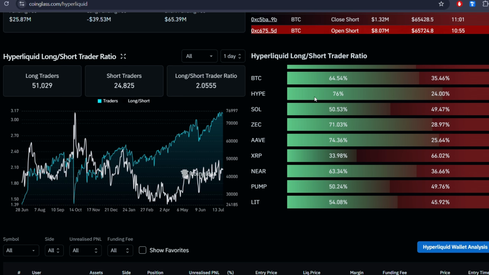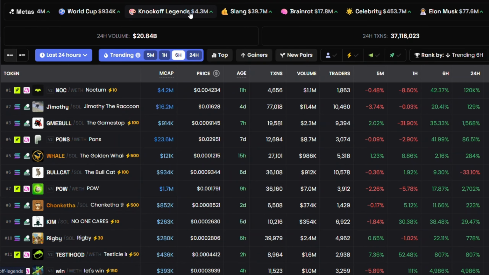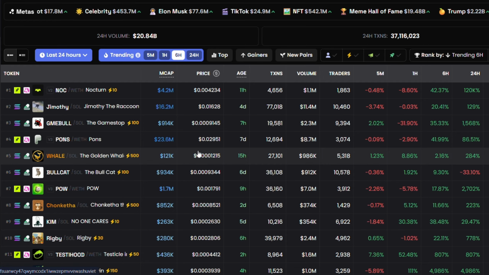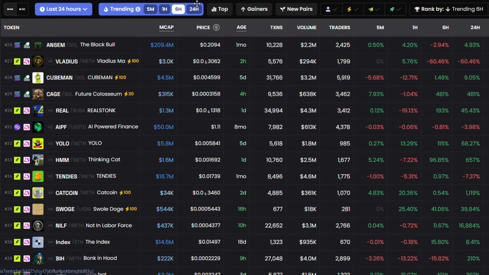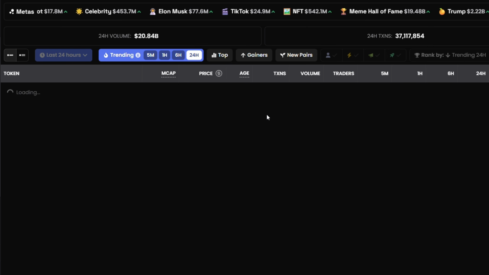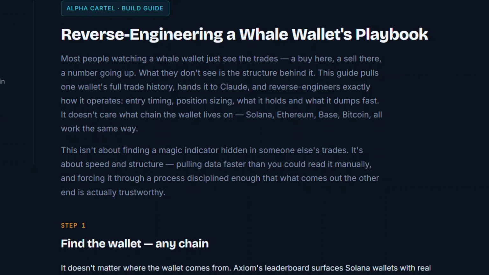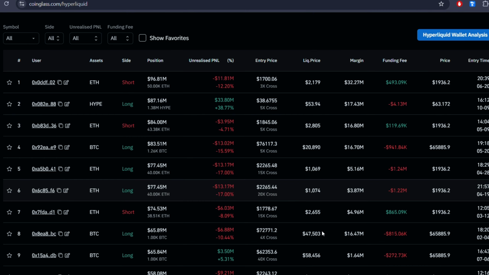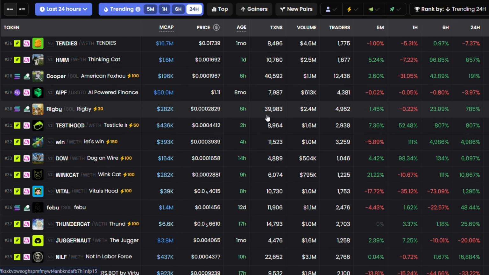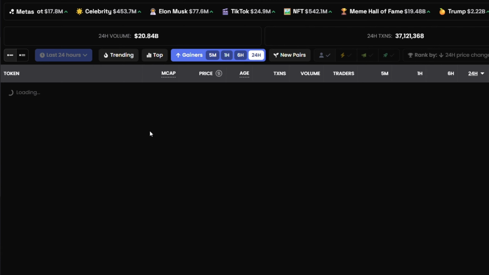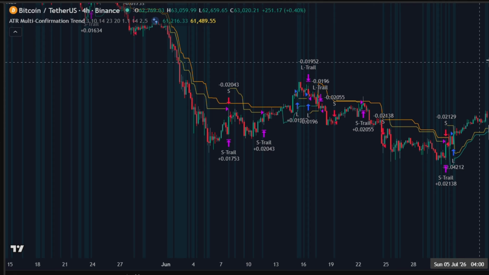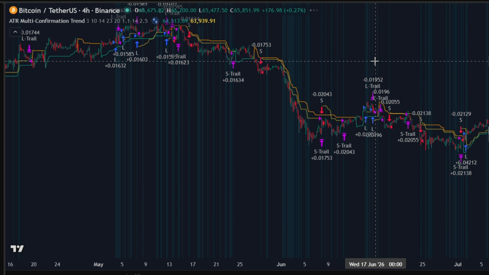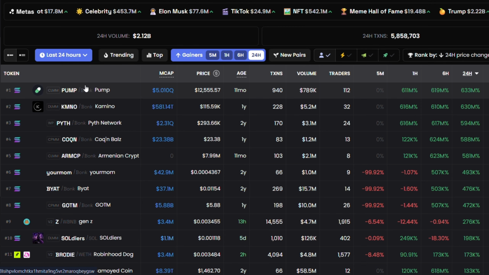By the end of this, you'll have a pipeline you can point at any wallet address on any chain you want. And I want to be clear about what this actually is before we start, because it's easy to mistake for something it's not. This isn't about finding a magic indicator hidden in someone else's trades. It's about speed and structure, pulling data faster than you could read it manually, and forcing it through a process disciplined enough that what comes out the other end is actually trustworthy. That's the whole edge here. Not a secret, a process.